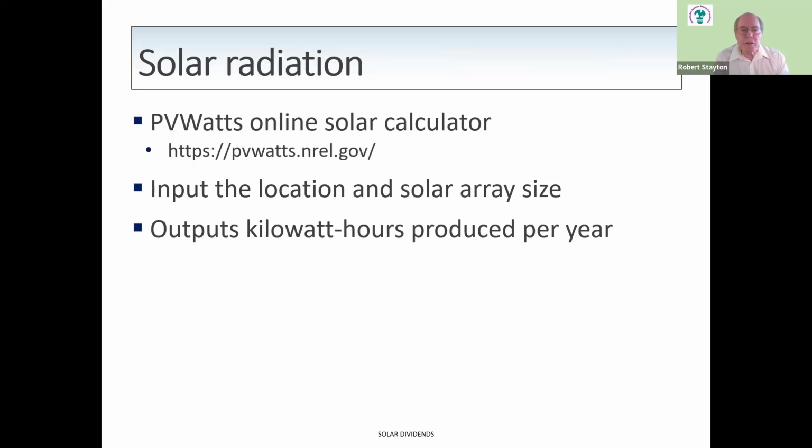Determining the solar radiation at your location is the easiest. The government's PV Watts online solar calculator can give you a quick first estimate. You input your location and it looks up the closest solar data, and you input the size of the solar array in kilowatts. Then it calculates the number of kilowatt hours produced per year by that solar array at that location.